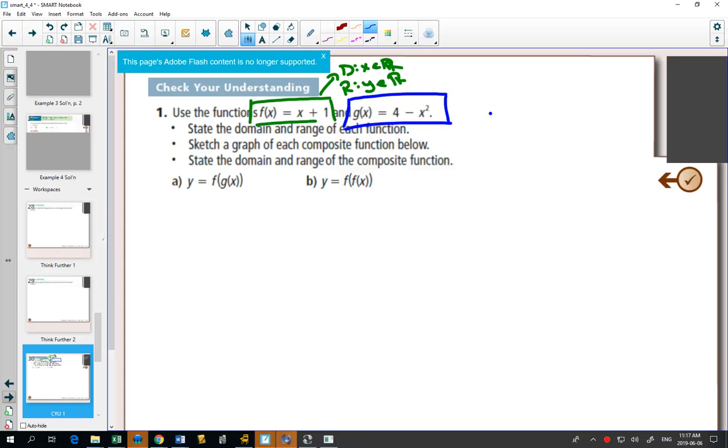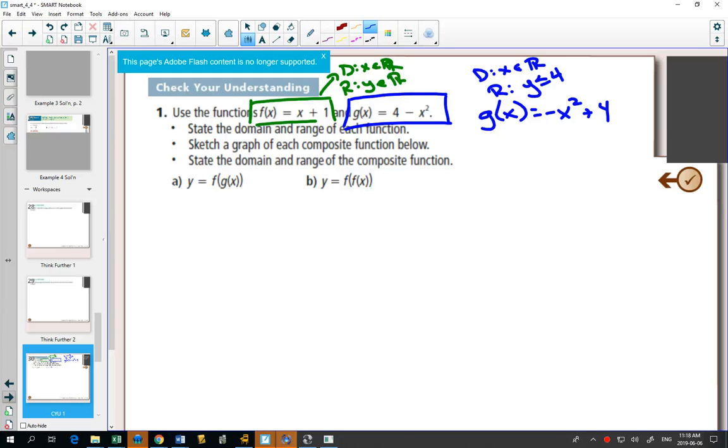Can you see with the blue one, and maybe you want to rewrite it like this so it fits more with your transformations, that it's a parabola being flipped down and shifted up 4 units. It also will have a domain of everything, but its range will be y is less than or equal to 4. Now we want to do the composition of these functions, f of g of x and f of x, and then state the domain and range of those composite functions.